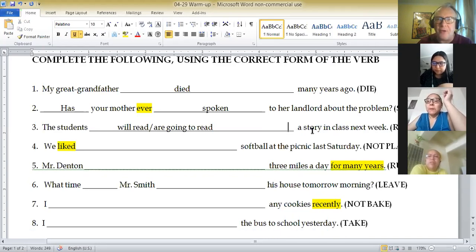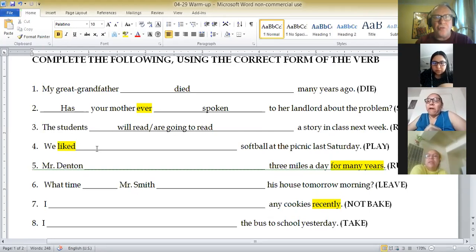Future action, right? Now the next one. Past. Oops, I made a little mistake here. This shouldn't be negative. It should be affirmative. All right, my mistake. Let's see. We liked to play.